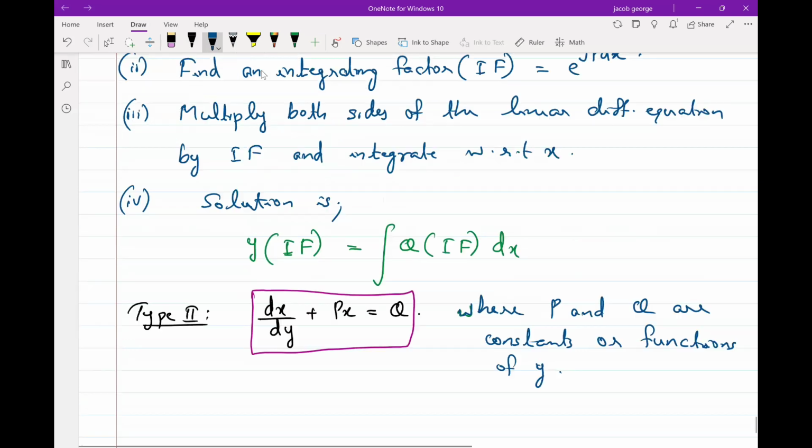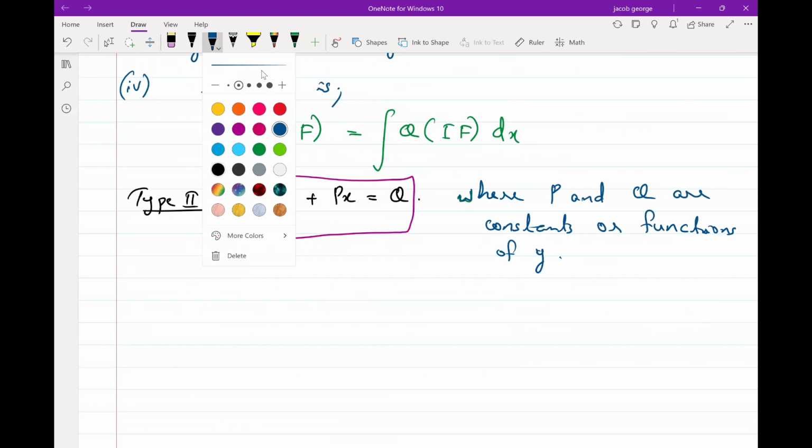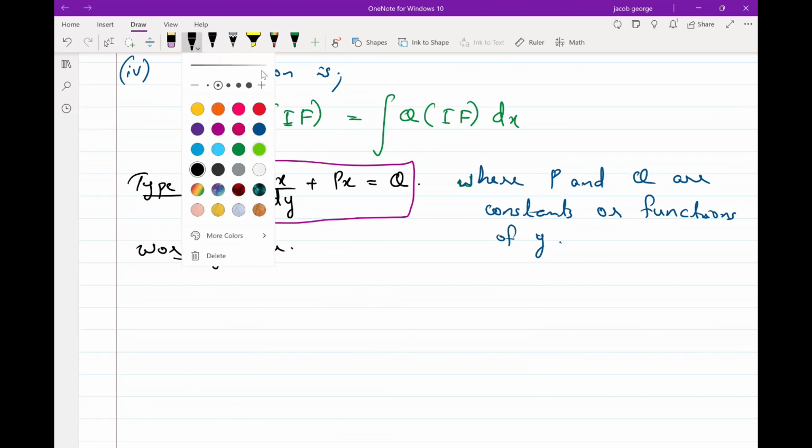Last one, it was a function of x. Here, the differentiation is with respect to y. What was the first form? dy by dx plus py equal to q was the first form. And here, this is the working rule. First step is to separate out p and q, or find p and q.